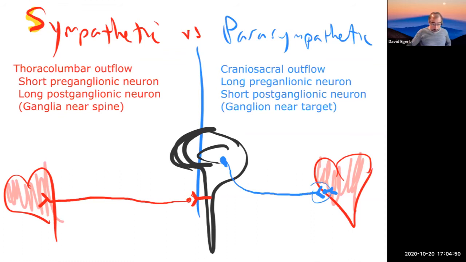And then the big thing is the post-ganglionic neuron. This synapse here is going to always be acetylcholine if we are in the parasympathetic. Oops, I want it blue.